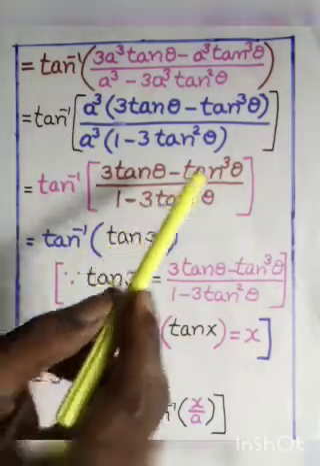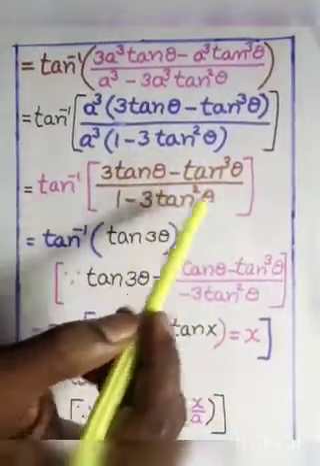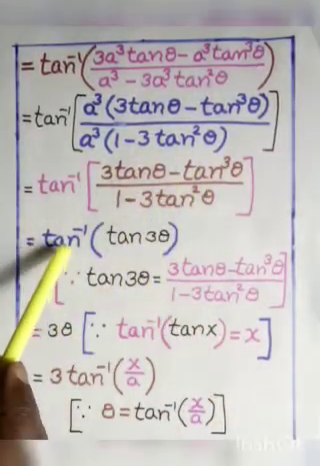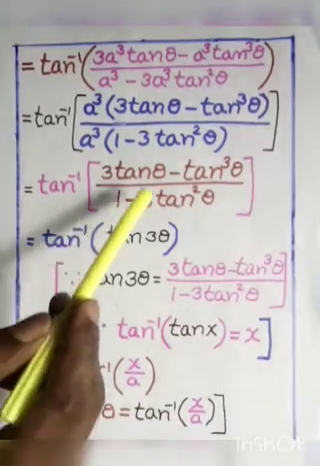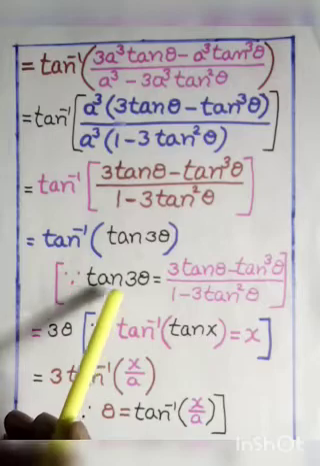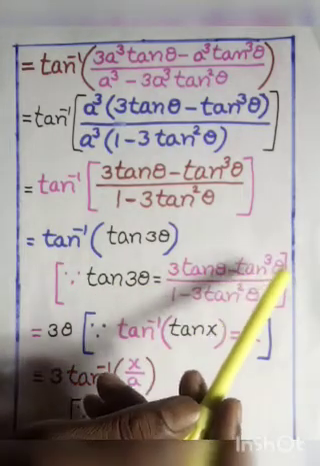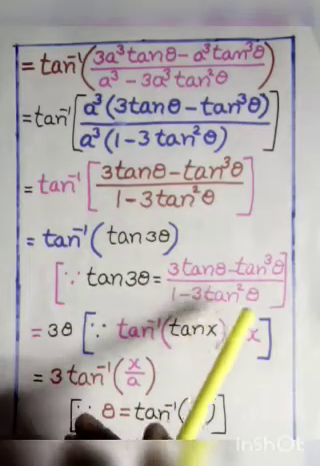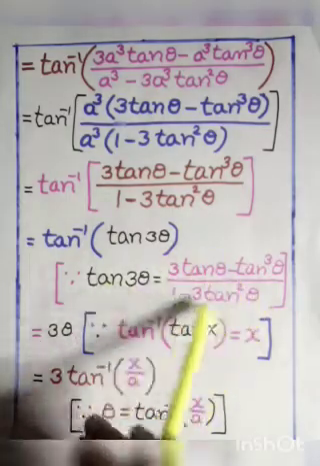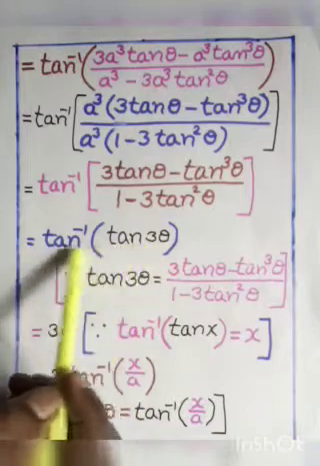Okay, my dear children, if you observe this part, it is the formula for tan 3 theta. That is equal to tan inverse of, this part can be written as tan 3 theta, because tan 3 theta is equal to (3 tan theta minus tan cube theta) by (1 minus 3 tan square theta). So because of this reason we are writing this step. Understood this step, my dear children?